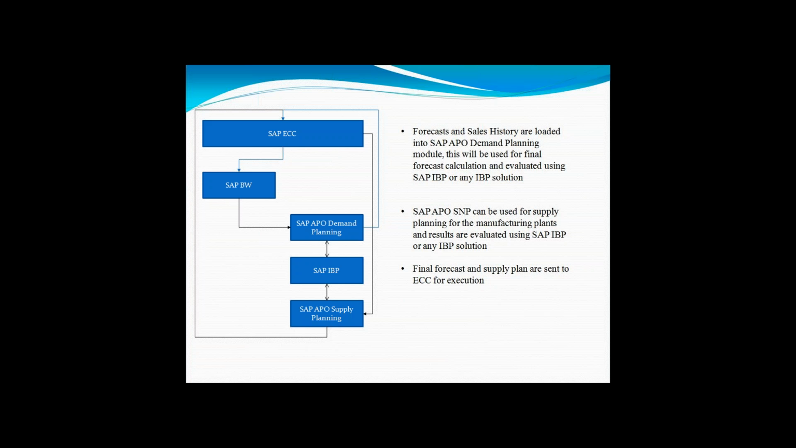In some companies, we have initiatives like IBP, Integrated Business Planning. SAP has its own SAP IBP solution. All companies can manually do IBP on Excel sheets, or they use other software to do the IBP solution. But basically, that particular module integrates both APO demand planning and supply planning modules.